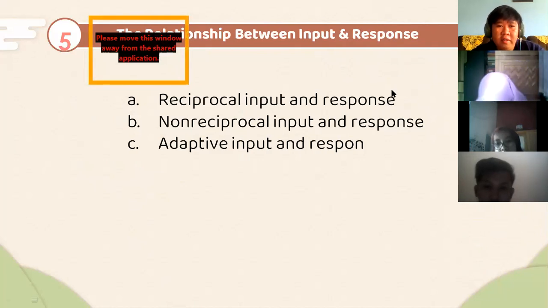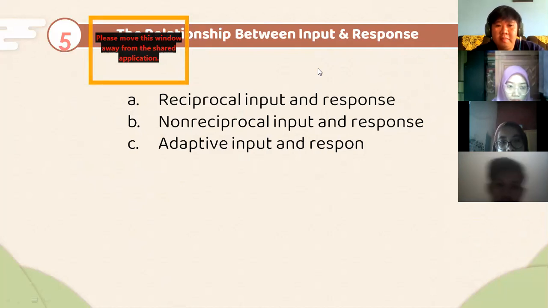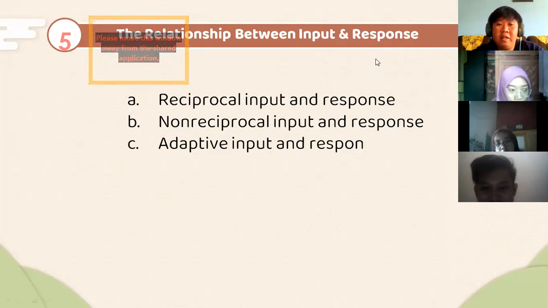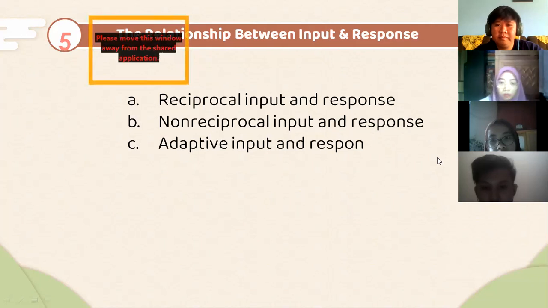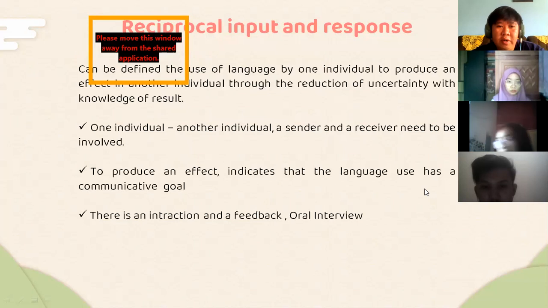And on this occasion, I would like to continue explaining the facets of the test method. The relationship between input and response. There are three areas of the relationship between input and response. The first one is reciprocal, then non-reciprocal, and the last one is adaptive input and response. The first one, we're going to talk about the reciprocal input and response.